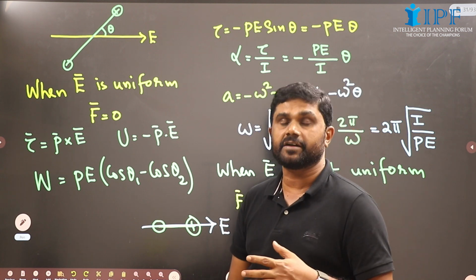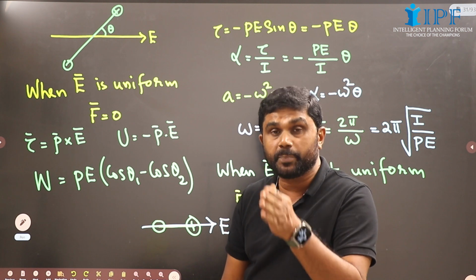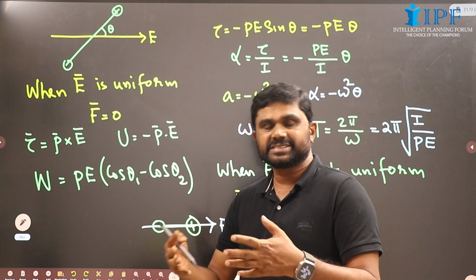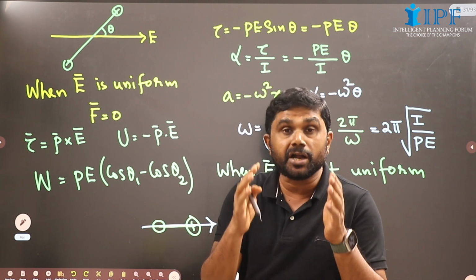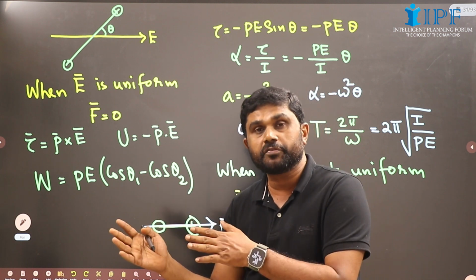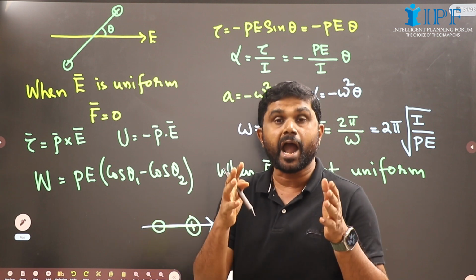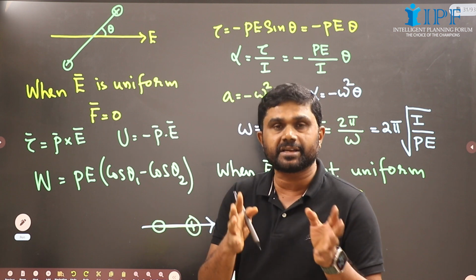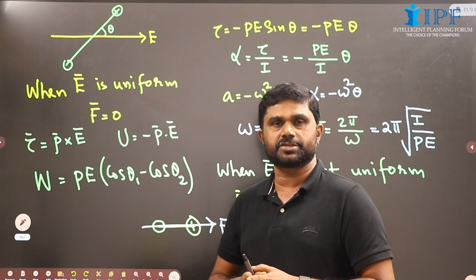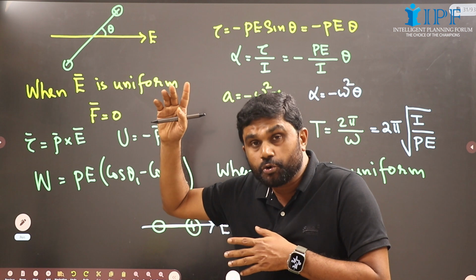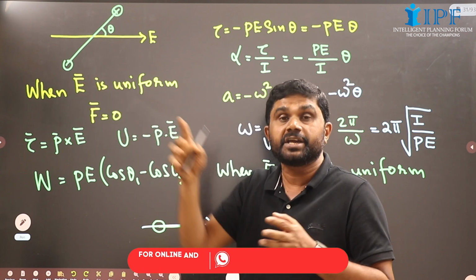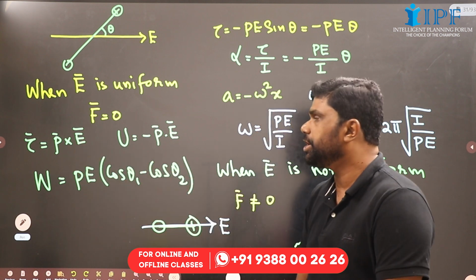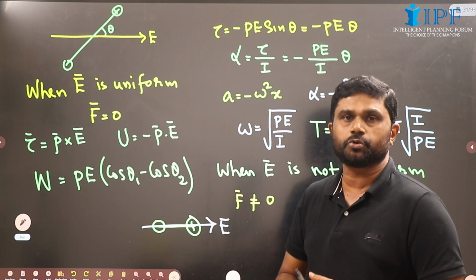Linear SHM we have studied. SHM stands for simple harmonic motion, a special type of oscillatory motion. But here it will be angular SHM. Instead of linear displacement, here there will be angular displacement. Instead of linear acceleration, here there will be angular acceleration. Corresponding to restoring force in linear SHM, here there will be restoring torque. Here is the expression tau equal to P cross E. That is the restoring torque.